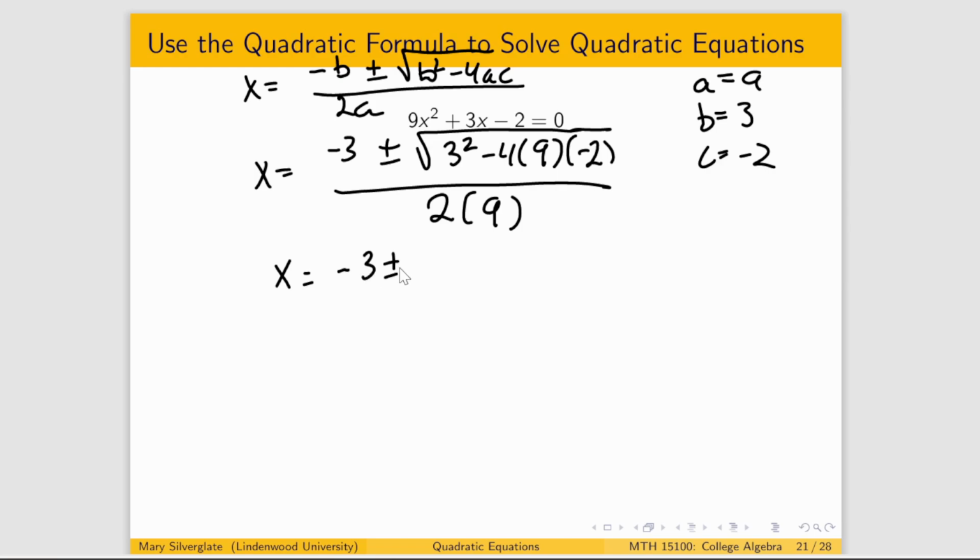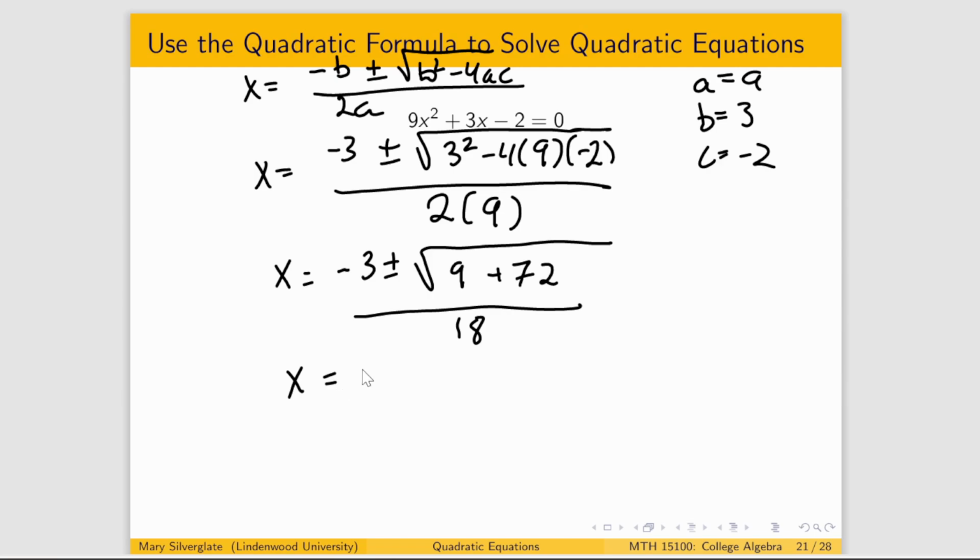Now, in terms of simplifying, we want to tackle that square root first, and specifically we want to do the exponent separately. So 3 squared gets me 9. Then I want to multiply these three numbers. So we have negative 4 times positive 9, that gets me a negative 36. Negative 36 times a negative 2 makes that a positive 72. All over 2 times 9 is 18. Then we want to keep on going. So negative 3 plus or minus the square root of 9 plus 72 gets me 81, all over 18.